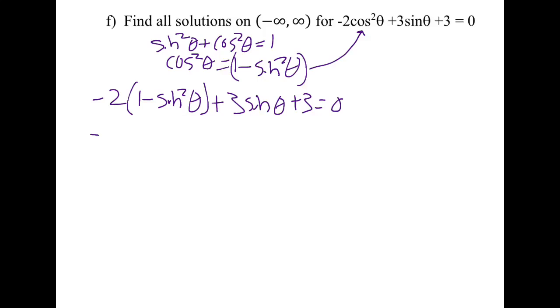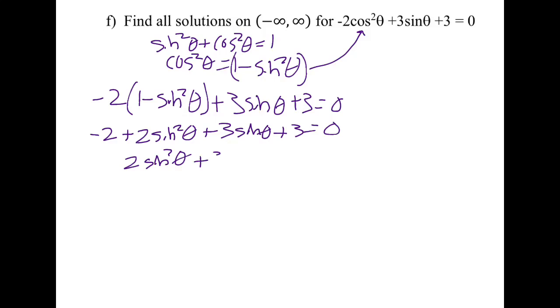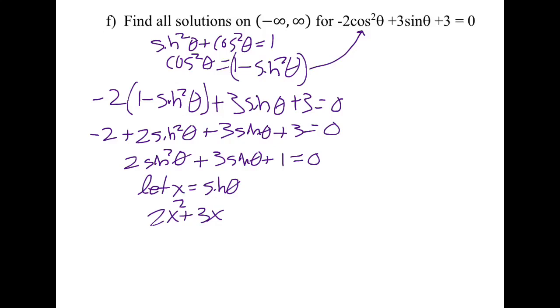Let's distribute. Negative 2 times 1 is negative 2. Negative 2 times negative sine squared theta is positive 2 sine squared theta. And we still have plus 3 sine theta plus 3 equals 0. So we have 2 sine squared theta plus 3 sine theta plus 1 equals 0. And again, I'm going to make a substitution. I'm going to let x equal sine of theta, because then I can say 2x squared plus 3x plus 1 equals 0.